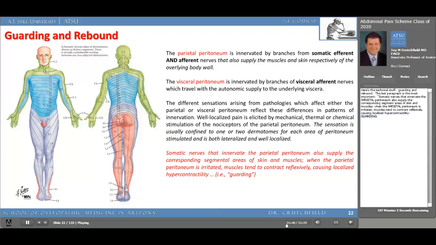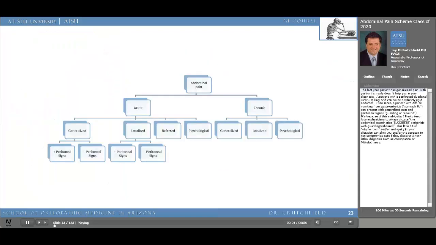The fact your patient has generalized pain with peritonitis really doesn't help you in your diagnosis. A patient with a perforated duodenal ulcer spilling acid can cause a diffusely rigid abdomen. Even more, a patient with diffuse vomiting from gastroenteritis, i.e. the stomach flu, can present with generalized pain and peritoneal signs, guarding or rebound.